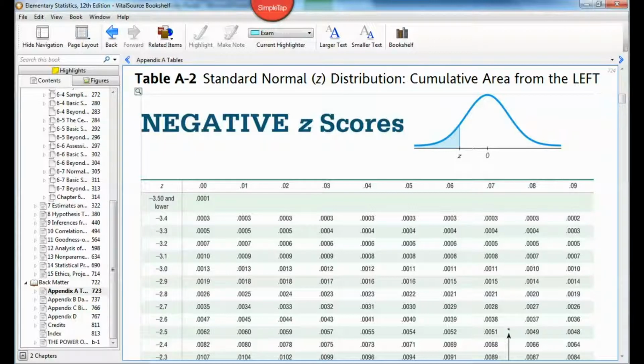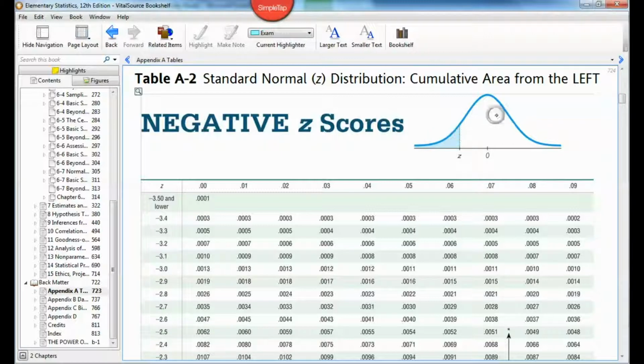You may not understand how big of a deal that is right now, but it is a big deal whenever you start looking at different types of problems. If the problem tells us we're looking for something less than, then that's the area cumulative from left to right, to the left of the z. If a problem says greater than, then we're looking for the area on the right side. How do you think you'd find the area on the right side of a z-score?